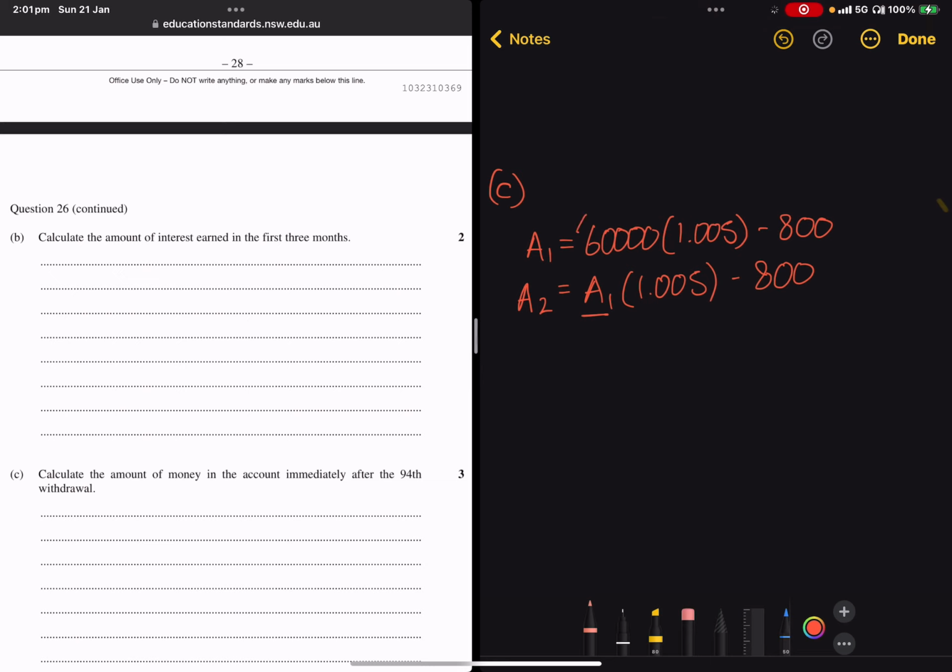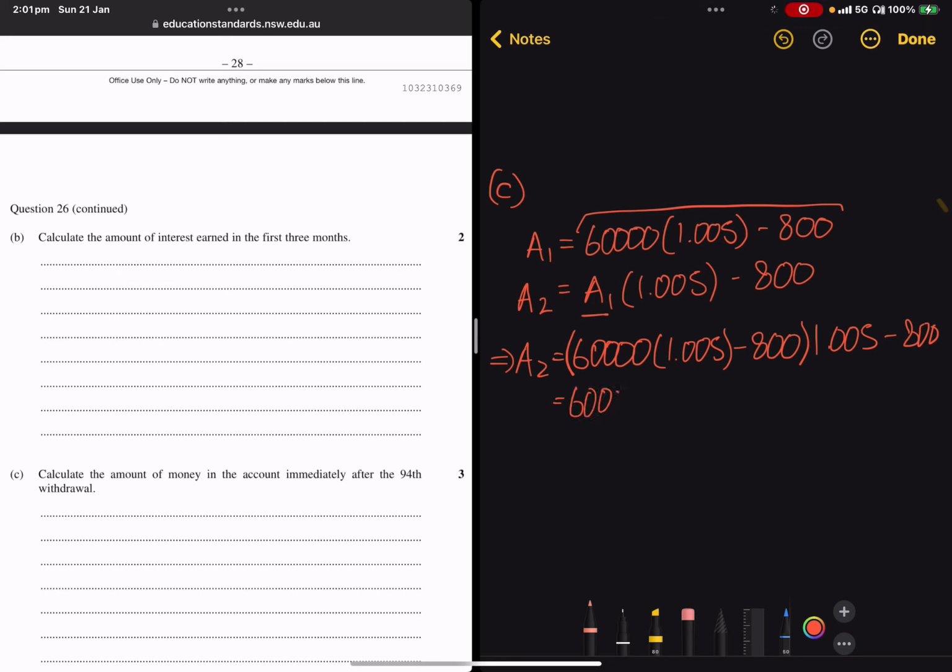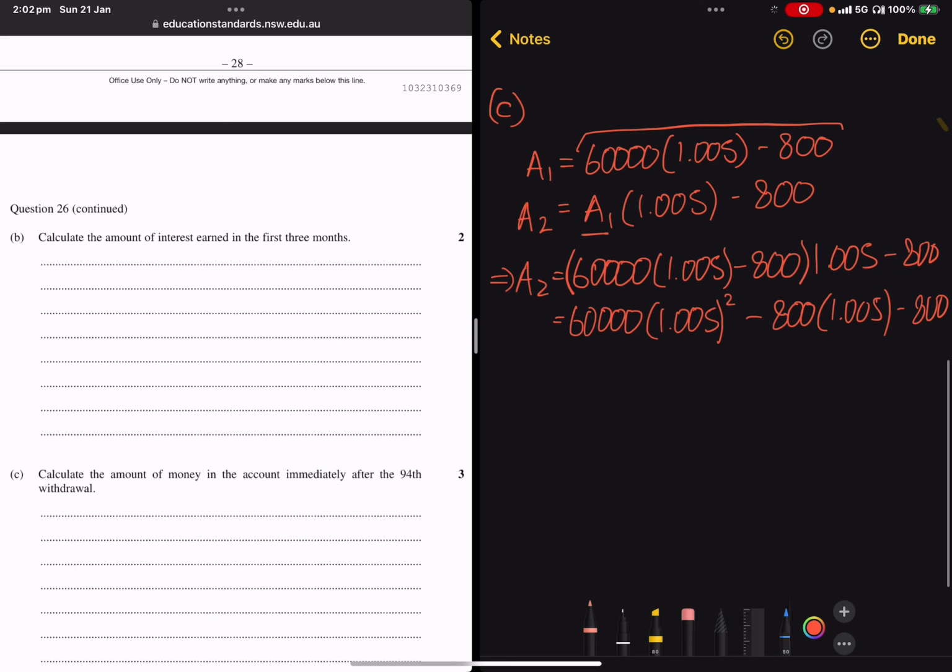If we plug A1 in, this tells us that A2 is actually 60,000 times 1.005 minus 800, times 1.005 minus 800. And if we write this in a slightly different form, if we expand the brackets, this becomes 60,000 times 1.005 squared minus 800 times 1.005 minus 800. We can do this again. We can do this for A3 as well.